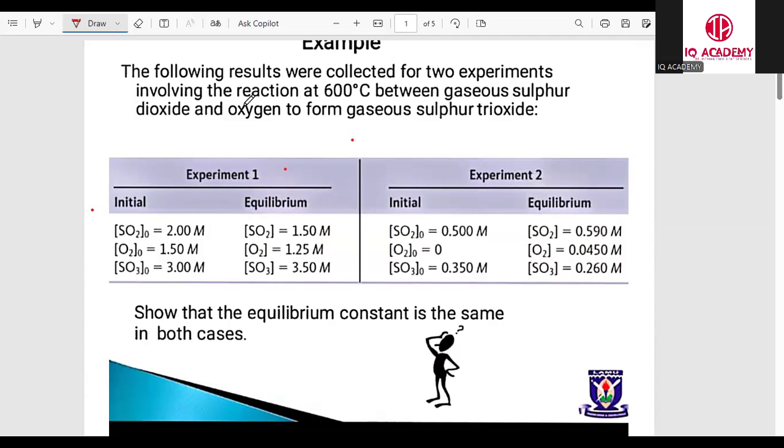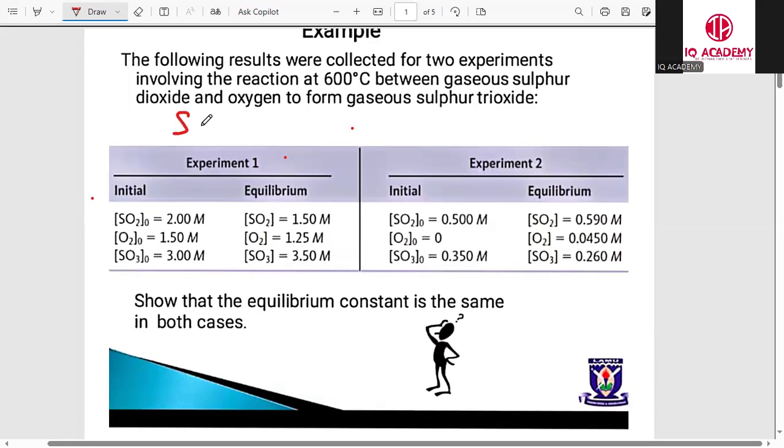Okay, so here the question says the following results were collected for two experiments involving the reaction at 600 degrees Celsius between gaseous sulfur dioxide and oxygen to form what? Sulfur trioxide. Okay, so meaning that you have your sulfur dioxide here plus the oxygen, and this is reacting to form sulfur trioxide. So sulfur trioxide, it means you have a 3 down there. Okay, so this is the reaction that is happening.